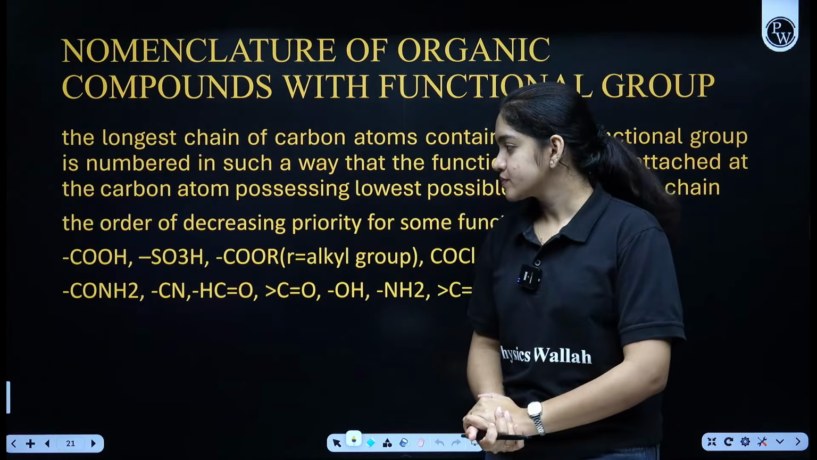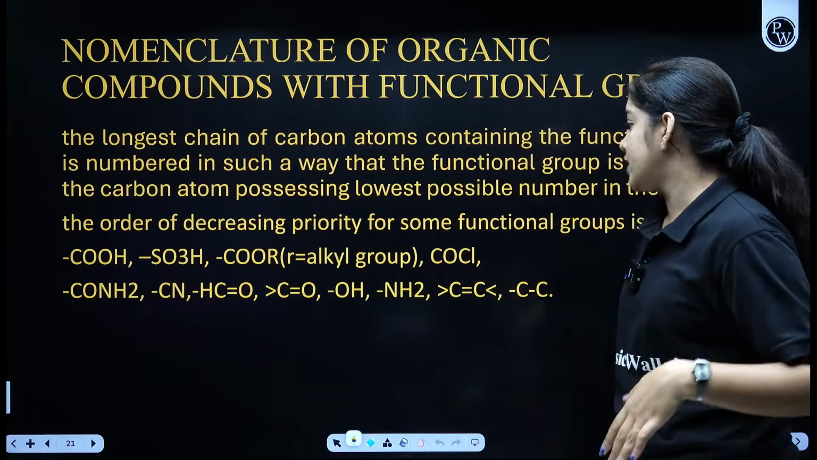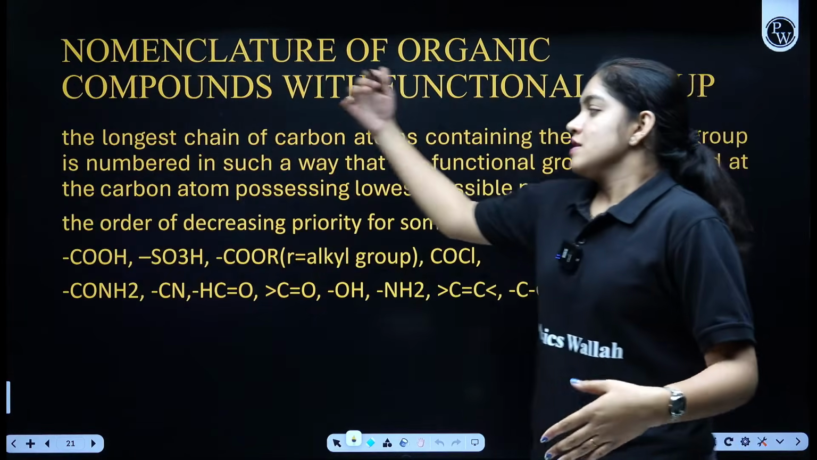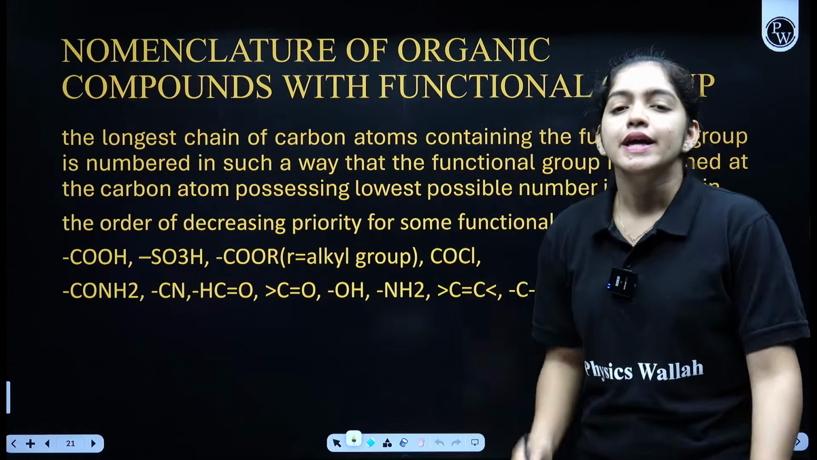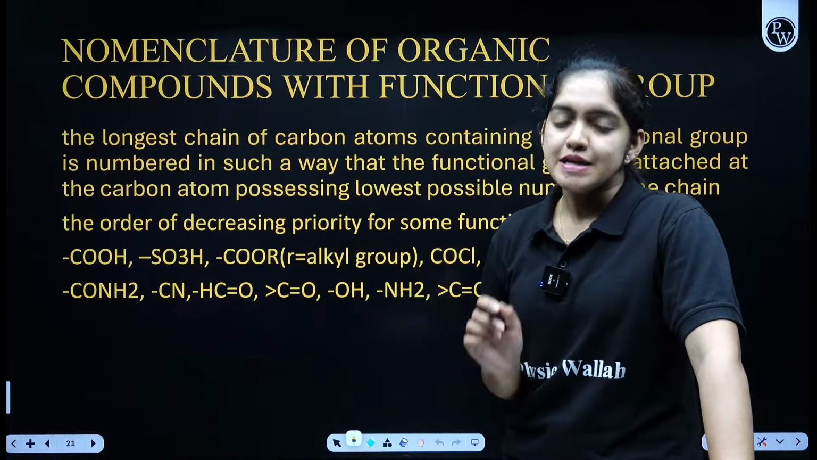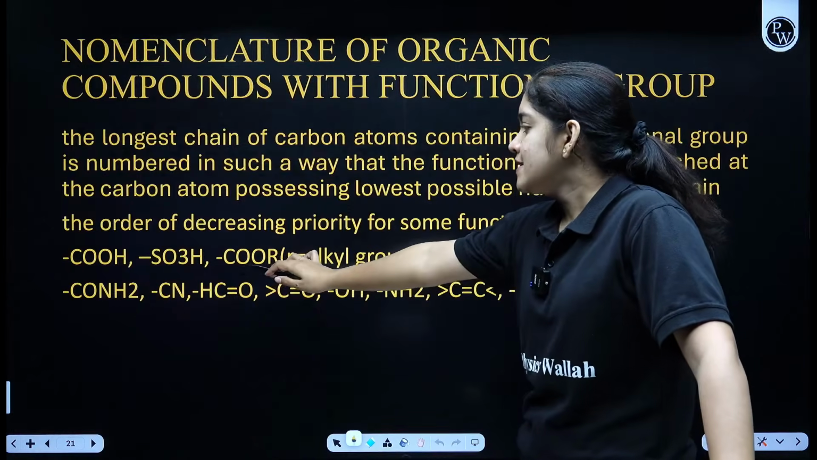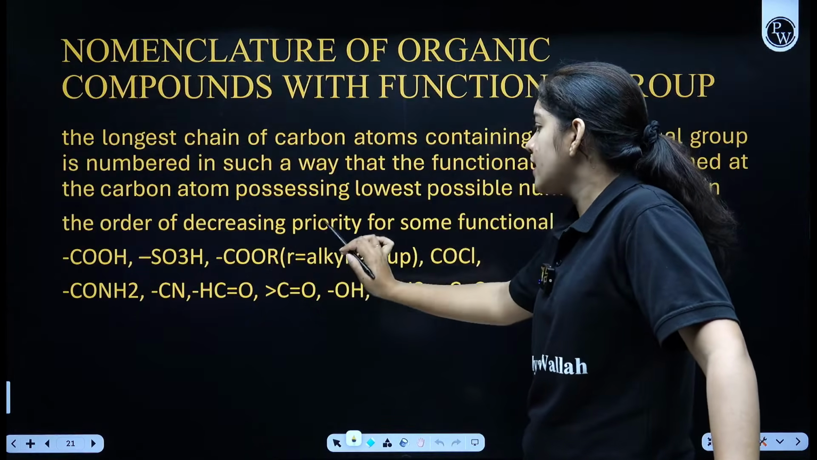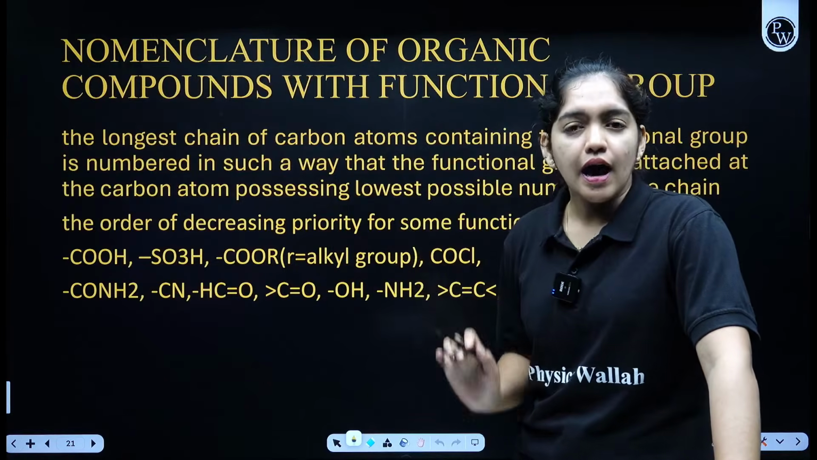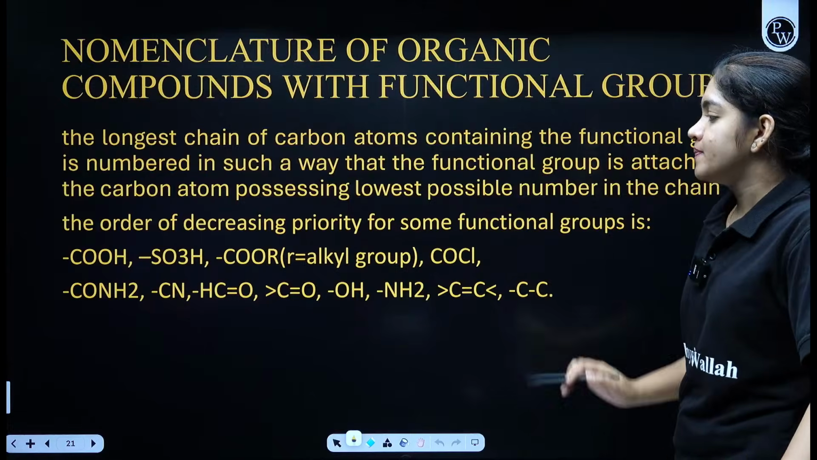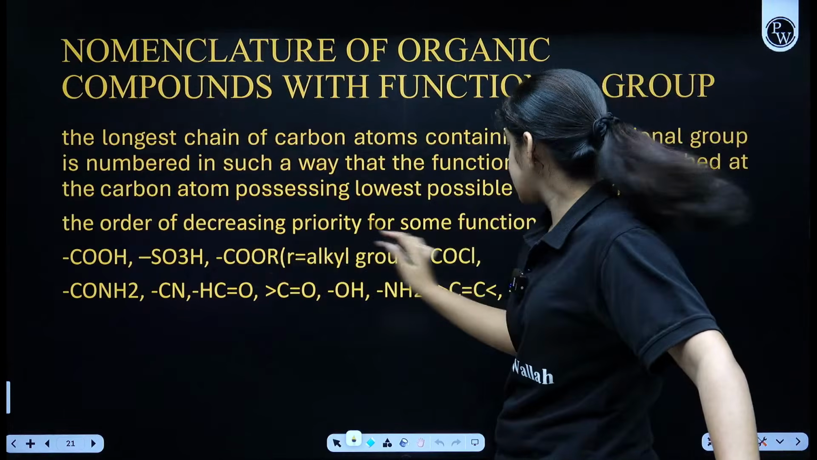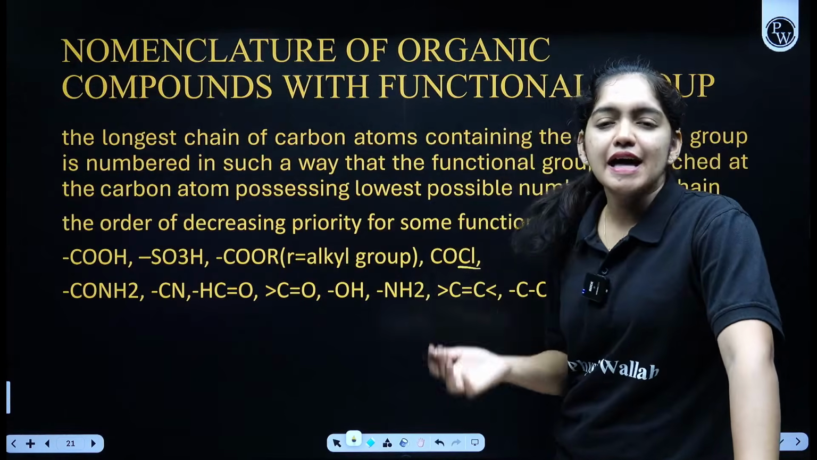Got it? So the order of decreasing priority of some functional groups: the first one, which is the main one, is the COOH group. What is the name of the COOH group? Carboxylic acid group. The second one is SO3H, then the COOR group. R means what? An alkyl group. Then COCl, acid chlorides. Instead of OH, it is replaced by Cl only. That means the acid chloride group.